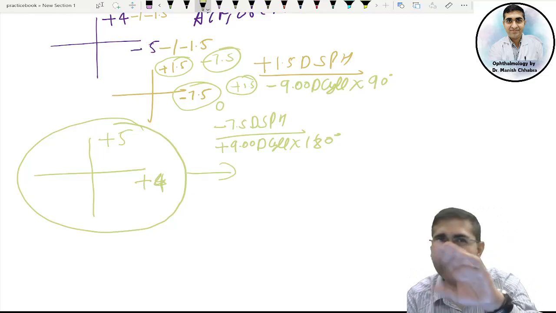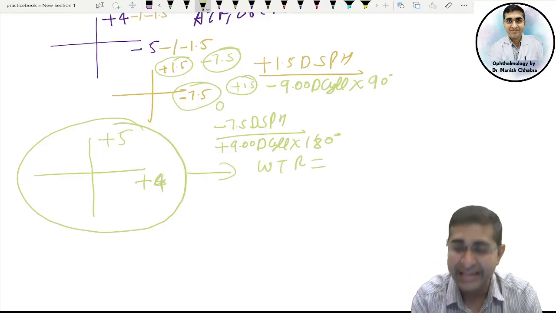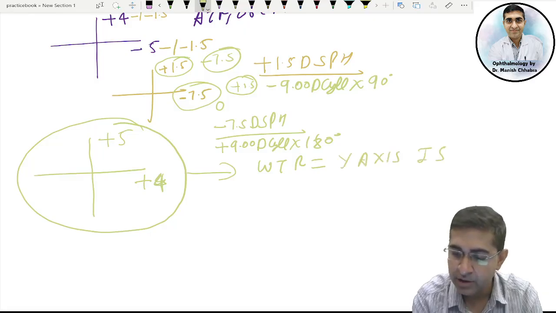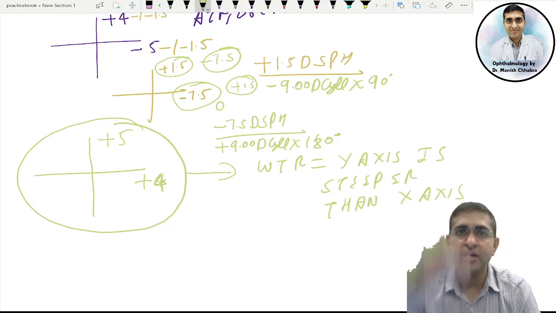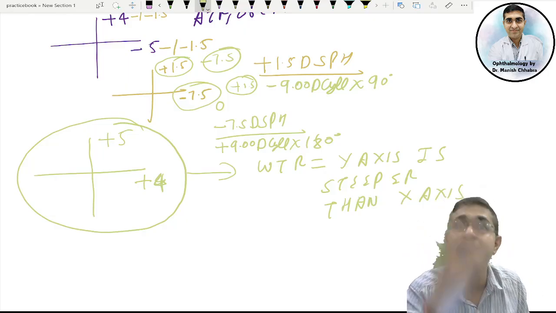What is the difference between with the rule astigmatism and against the rule? WTR or with the rule astigmatism is when the y-axis is steeper than x-axis, isn't it? Why with the rule? Because there is upper lid which is pushing the cornea, there is lower lid which is pushing the cornea, such that at y-axis the cornea is more curved.